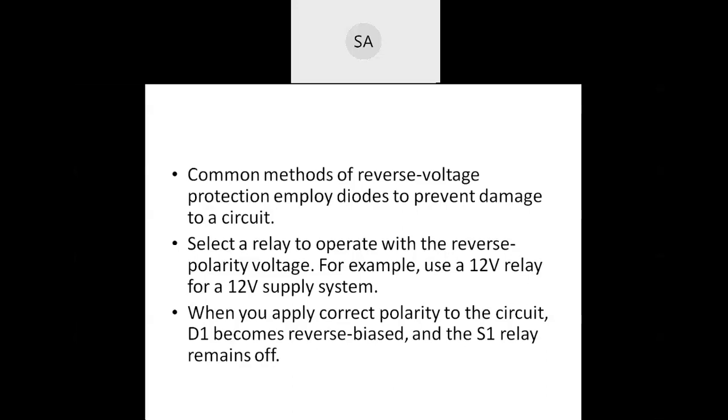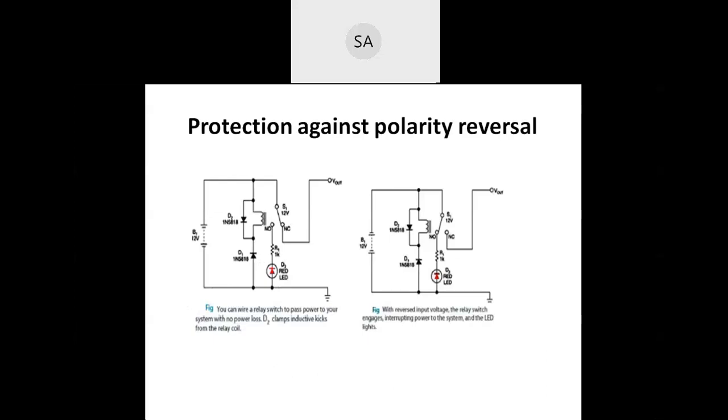Select a relay to operate with a reverse polarity voltage. For example, use a 12 volt relay for a 12 volt supply system. So you are using the 12 volt relay, as mentioned here. Then make the connections.